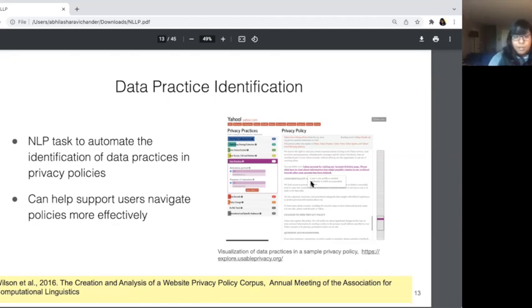This paper trained machine learning classifiers to identify these data practices, and then these classifiers were applied to 7,000 privacy policies. So let's look at an example of what this looks like.